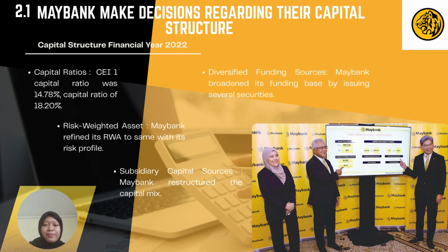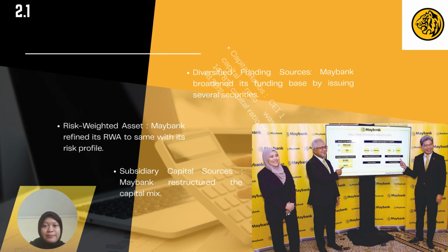bank's risk profile. In summary, Maybank's capital structure for both 2031 and 2032 reflects a disciplined, risk-aware, and forward-looking approach. By maintaining strong capital ratios, adhering to regulatory standards, and optimizing its funding and risk-weighted assets, Maybank remains a financially resilient and strategically sound institution.